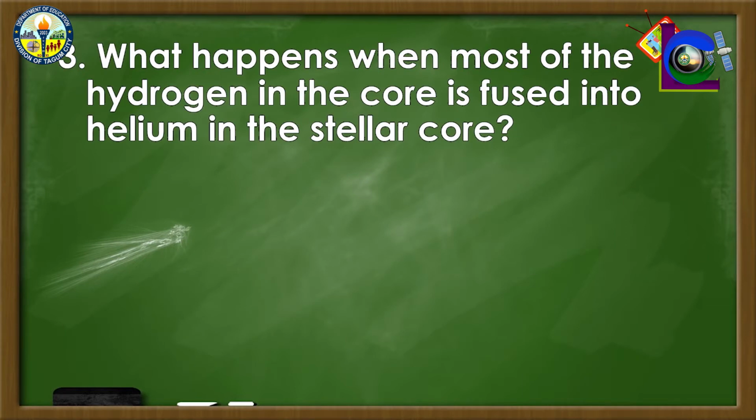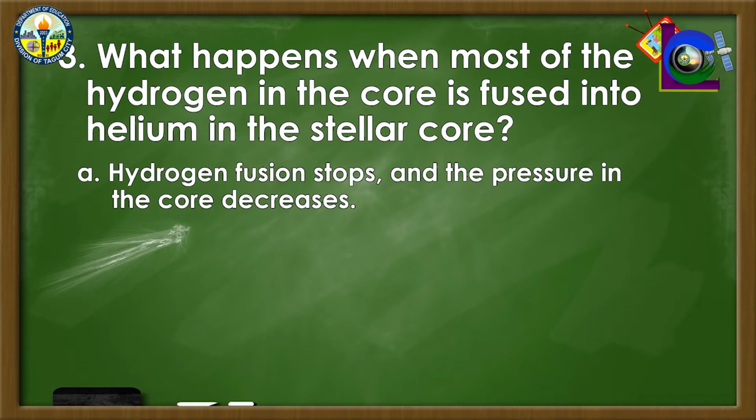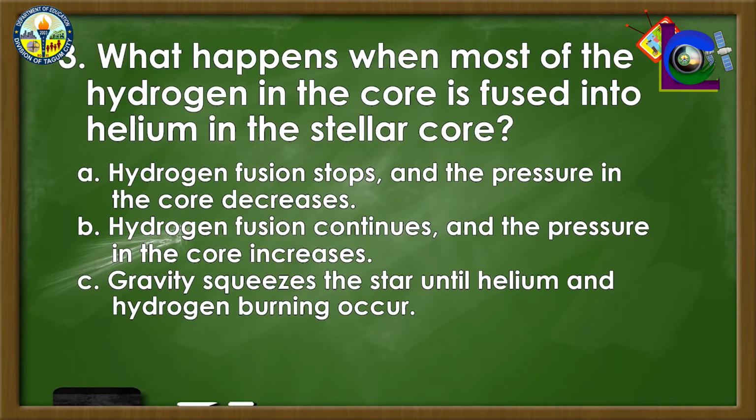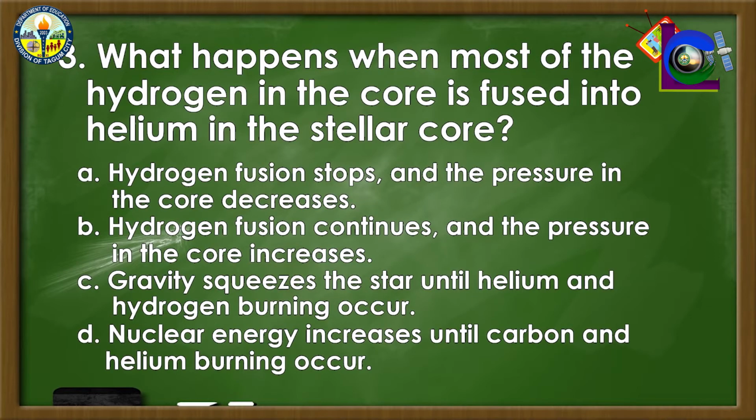Number 3. What happens when most of the hydrogen in the core is fused into helium in the stellar core? A. Hydrogen fusion stops and the pressure in the core decreases. B. Hydrogen fusion continues and the pressure in the core increases. C. Gravity squeezes the star until helium and hydrogen burning occur. D. Nuclear energy increases until carbon and helium burning occur. Very well, it's letter B. Hydrogen fusion continues and the pressure in the core increases.